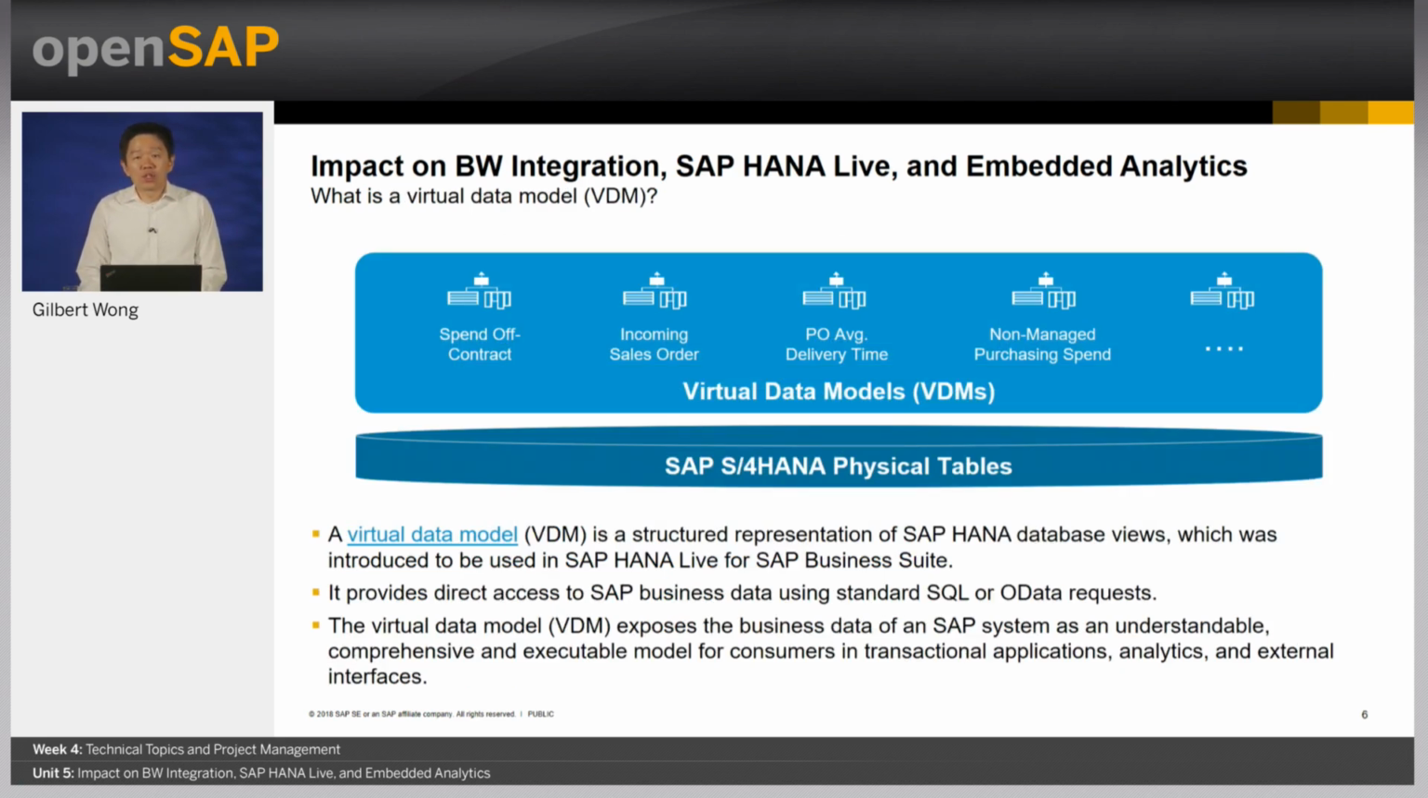All right, next, let's discuss the virtual data model. So virtual data model is essentially a structured representation of CDS views and follows consistent modeling rules. VDMs were originally introduced for HANA Live for SAP Business Suite applications. It provides direct access to SAP business data using standard SQL and OData requests. Virtual data models expose the business data of an SAP system in an understandable, comprehensive, and executable model for consumers in transactional applications, analytics, and external interfaces. All the analytic tools consume CDS, which makes up the virtual data models of the S/4HANA system.